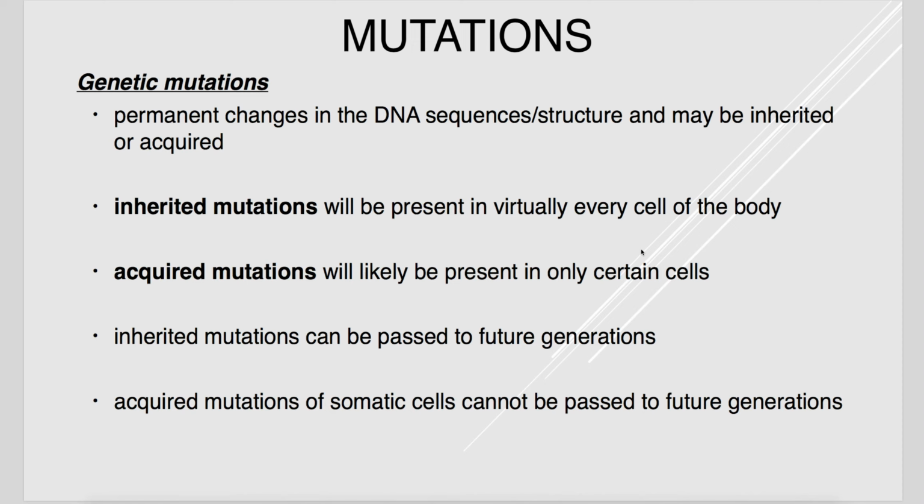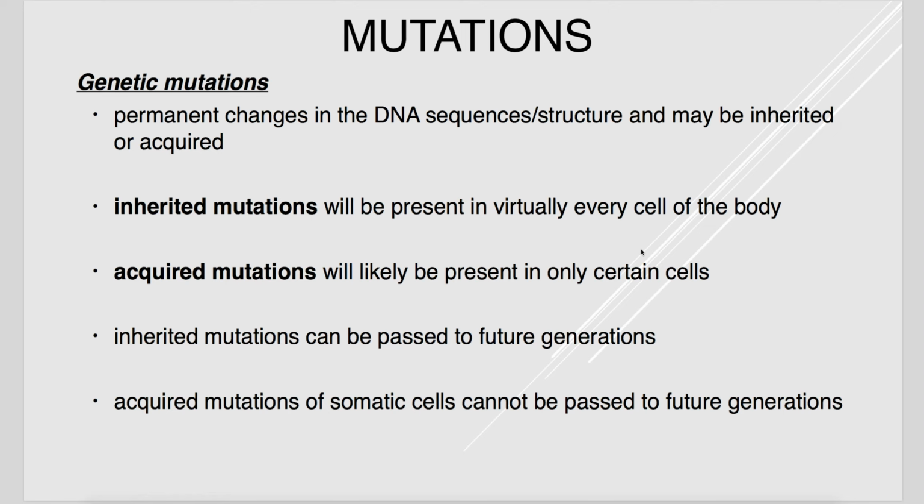Okay, then we talked about genetic mutations. These are changes in the DNA sequence or even the structure of DNA, which can be inherited or acquired. If you inherit a mutation, it's going to be present in pretty much every cell of the body. These are germline mutations. These occur in sperm and egg, or early on during embryonic development.